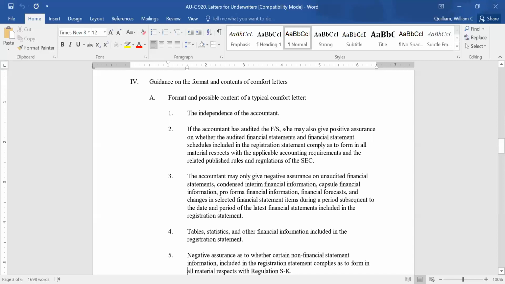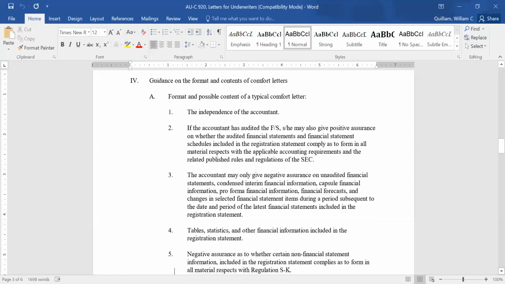Then number three, here's negative assurance once again. So to reinforce what I said just a bit ago, the accountant may only give negative assurance on unaudited financial statements or anything else that will somehow fall under the accountant's expertise. Once again, if there's something that falls outside the accountant's expertise, the accountant gives no assurance.